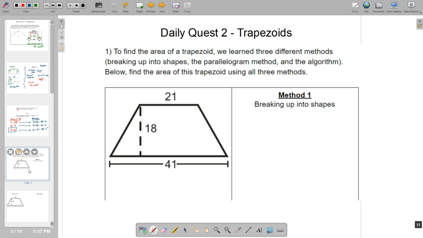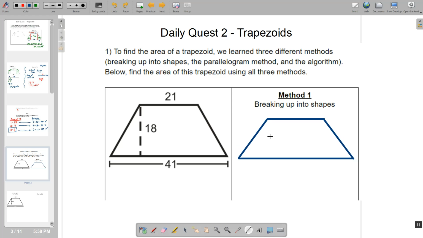For today's daily quest, we're going to once again look at how to find the area of a trapezoid using all three strategies. And the first strategy is breaking it up into shapes. And the shapes that we try to break it up into are a triangle, a rectangle, and another triangle. So let's draw our trapezoid here. And we're going to break it up right away.